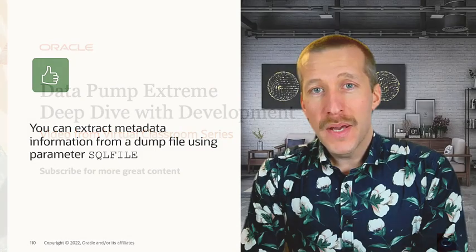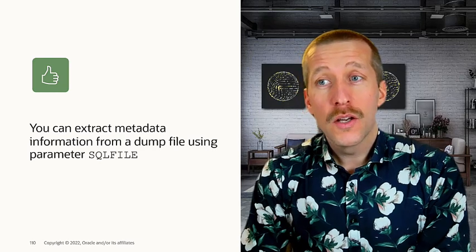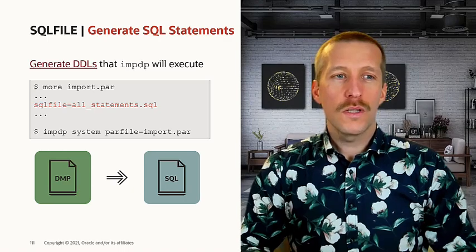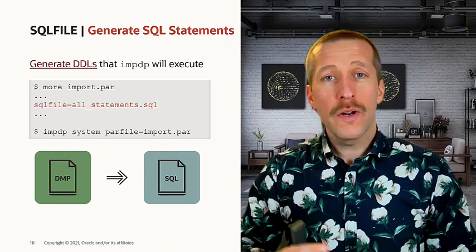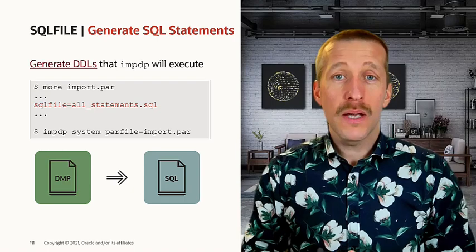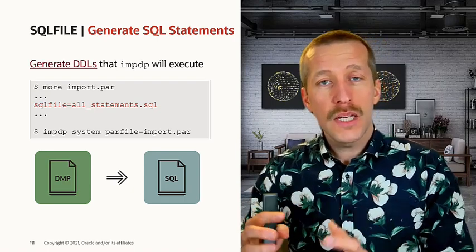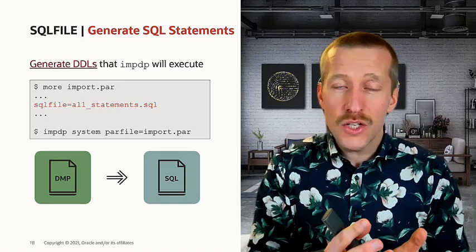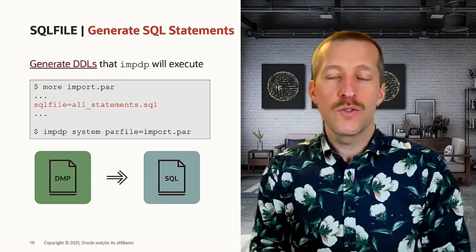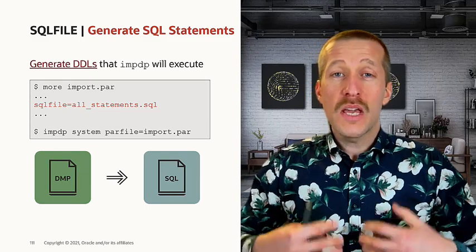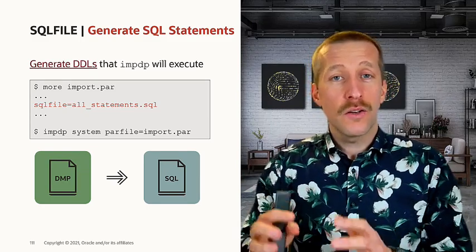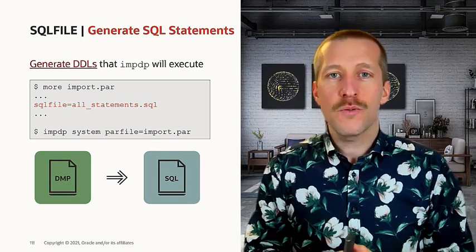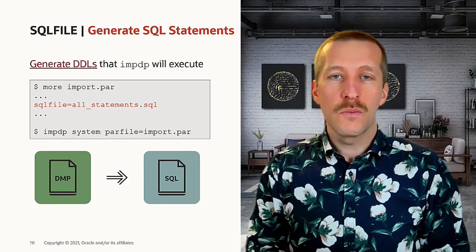You can extract metadata from a dump file using the parameter sqlfile. What does it mean? Well, if you have already exported your data, your schema into a dump file, you can use data pump import to investigate that dump file and extract the definition of the metadata and put it into a file. You don't have to actually import the entire dump file in order to investigate the definition of the metadata. No, you can simply just extract the definition and put it into a SQL file.